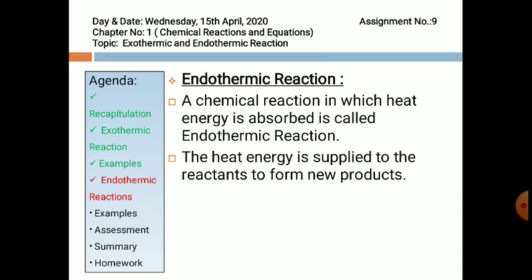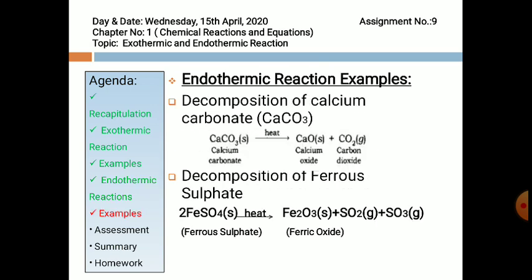Now coming to endothermic reaction: a chemical reaction in which heat energy is absorbed by the reactants is known as endothermic reaction. The heat energy is supplied to the reactants to form new products. Examples of endothermic reaction: decomposition of calcium carbonate, CaCO3. When you heat calcium carbonate, CaCO3, it breaks down into calcium oxide, CaO, plus carbon dioxide gas, CO2.